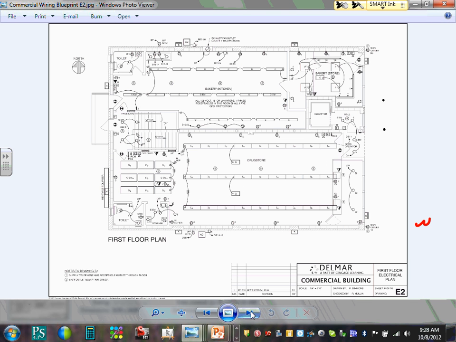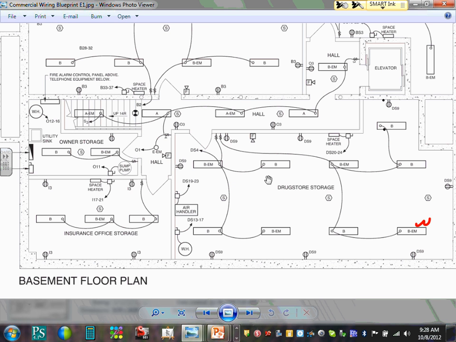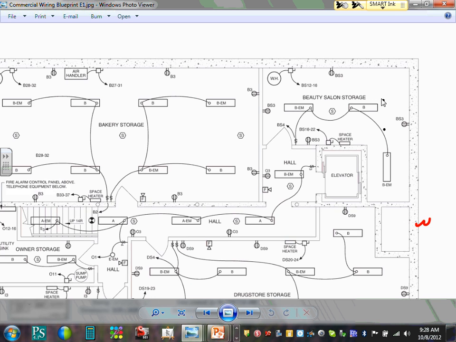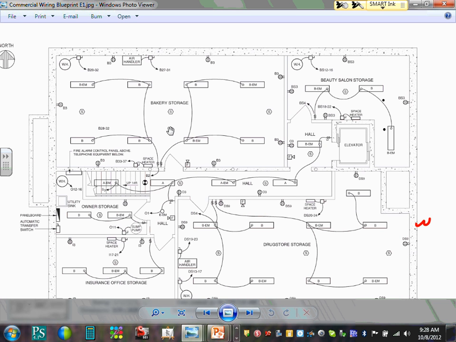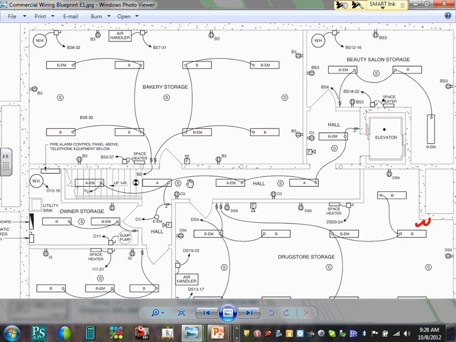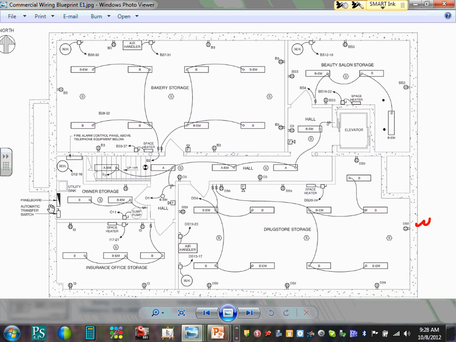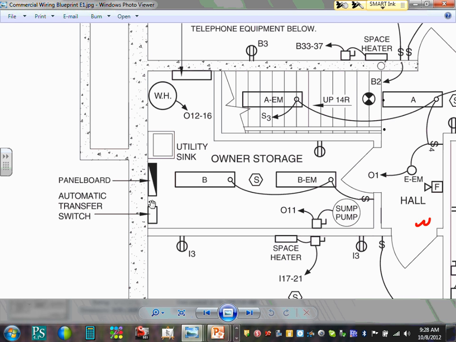Let's go back into the basement. In the basement, the drugstore goes all the way to the basement too. And down here, the bakery store and the beauty salon also go down to the basement. So some of them extend to two stories in the building. And here are the hallways and the stairways in between them and so forth. Here's the main panel, auto transfer switch. Look at where the auto transfer switch and main panel are, that's the owner panel.